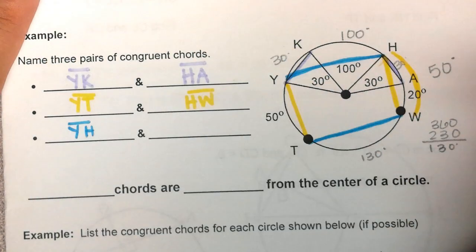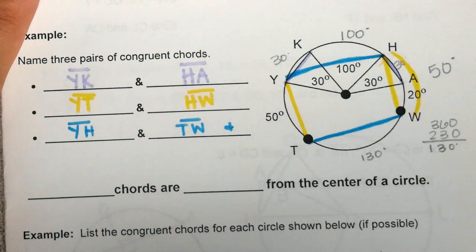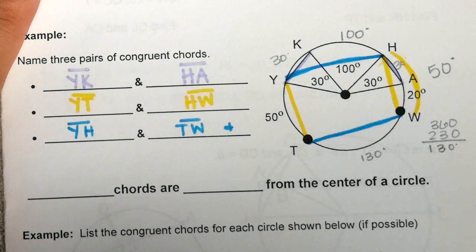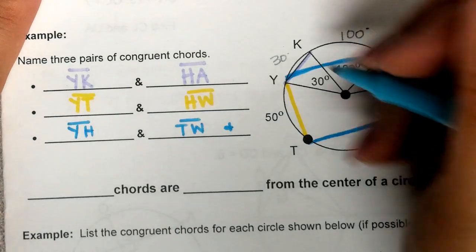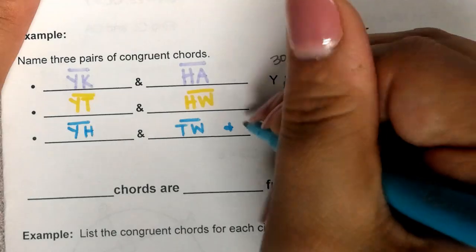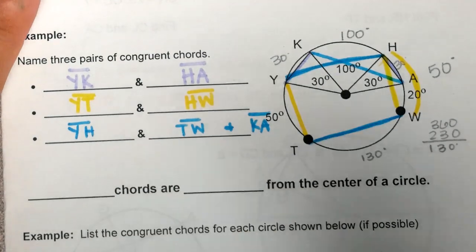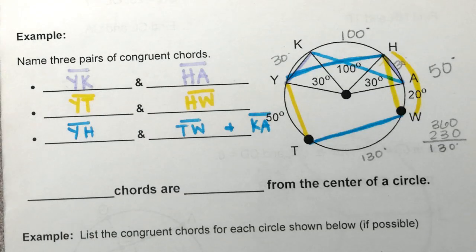YH and TW. And actually there's another one. What else is 130 degrees? K to A. So all three of those you could put two of in any order. Does this make sense? How to find congruent chords.